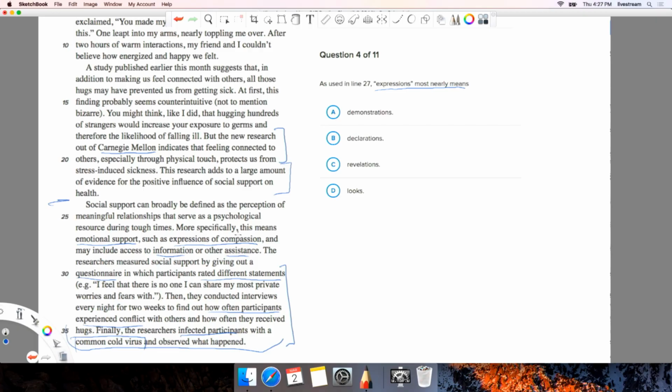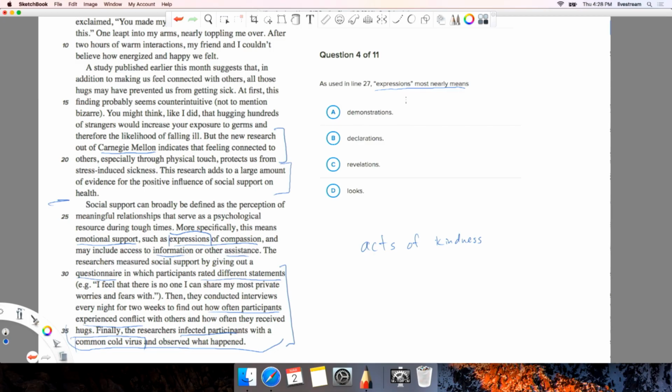So what does expressions mean? More specifically, this means emotional support such as expressions of compassion and may include access to information or other assistance. Okay, so I've taken into consideration the context, and it seems like in this context, expressions of compassion could also be stated as acts of compassion or kindness. And so these are kind of more physical behaviors is going to be my prediction. So then let's take a look at what matches my prediction. So demonstrations. Yeah, that could be demonstrations or acts of kindness.